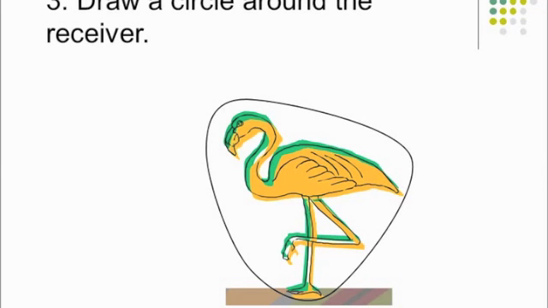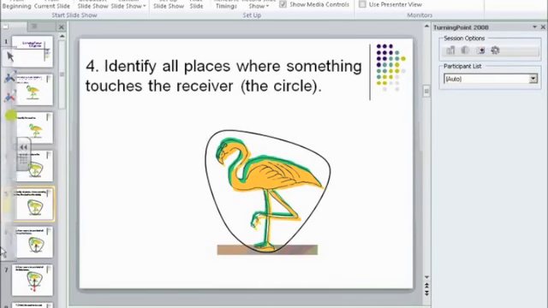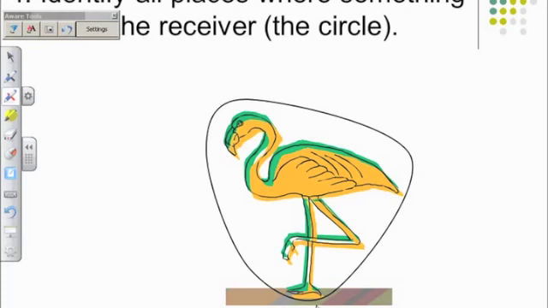Now once you've drawn a circle around your receiver, and do that on your note page as well, then we move on to step 4. Step 4 is where we're going to identify all places where something touches the receiver or touches the circle. So if you take a look, let me grab my tools here. If you take a look at the points where something is actually touching the receiver, down here at the bottom, it's touching the receiver. Nothing else is touching the receiver as you go around. Okay, so it's only touching the receiver in one place, right there.